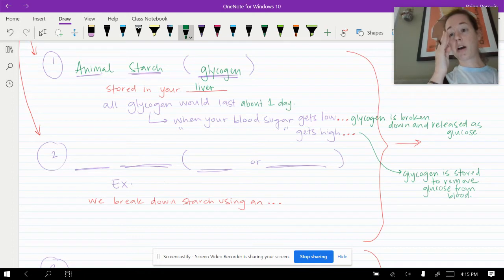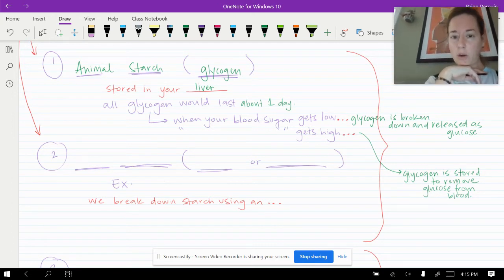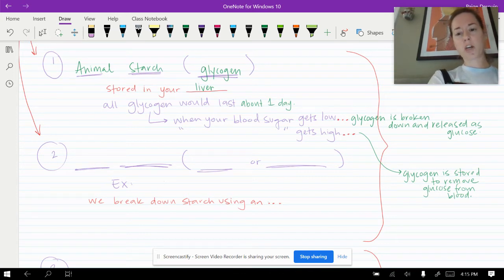And this is the job of the molecule called insulin, which is a protein. We'll talk about it in a minute, but it's really important for maintaining your blood sugar. And if you have diabetes or you know anyone that has diabetes, then you know how important it is to actually maintain a stable blood sugar to have homeostasis in your blood. And it's your insulin that is responsible for making sure that your glycogen is broken down and released if you need to have more sugar, or stored if you have too much sugar in your blood.